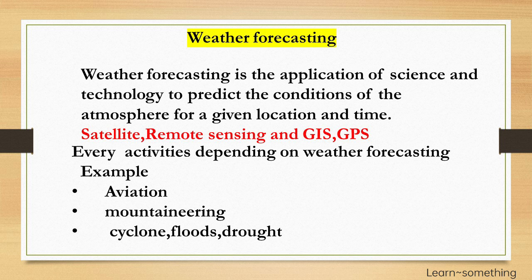For example, aviation. In aviation, weather forecasting is used to avoid facing bad weather conditions and to avoid flight accidents. In mountaineering, it is used to avoid getting trapped in avalanches, and to give precautions to the people in cyclone, flood, and drought conditions.